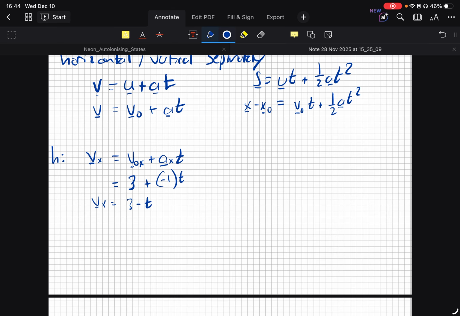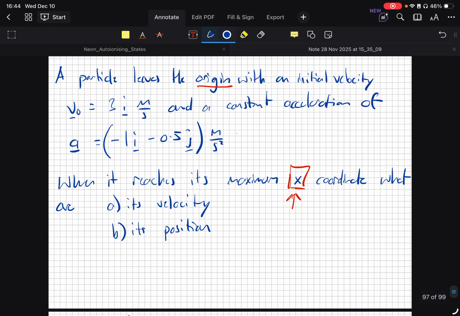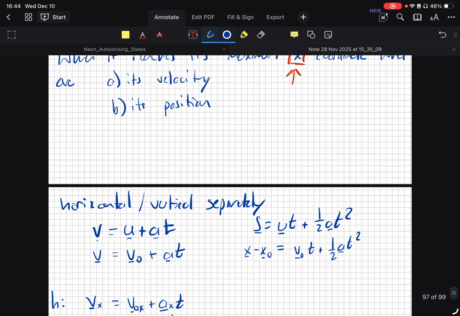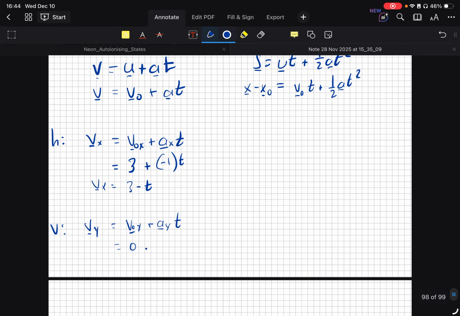What about the vertical component then? Well, we have the y part of this, so that's going to be the initial velocity in the y direction plus the acceleration in the y direction times time. And v naught y, well, initially it's moving entirely in the x direction, so there is no v naught y, so that's 0. Plus ayt, well, the y component of the acceleration is just -1/2 times t. So that's our velocity in the y direction.